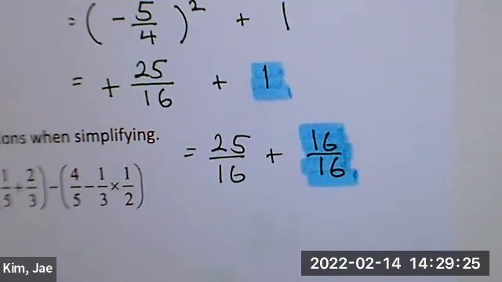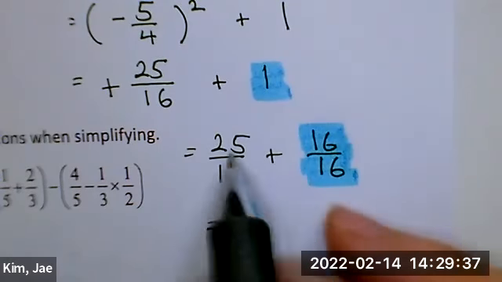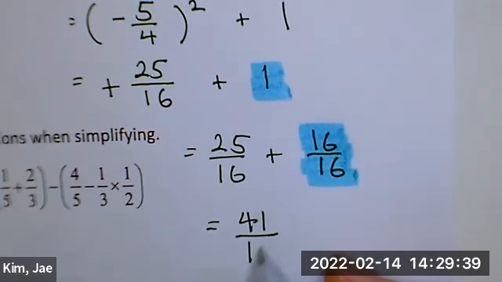A 1 could be any kind of fraction. 1 over 1, 2 over 2, 3 over 3, 4 over 4. It all equals 1. Right? Well, think about it. So let me finish this question. This would be 41 over 16.